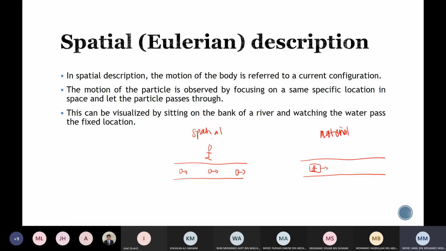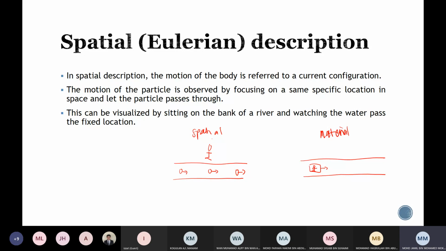Sebenarnya ini adalah dipanggil konsep relative motion. Macam mana kita lihat motion tu? So kalau kita lihat motion tu sebagai matahari tu mengelilingi bumi, logik juga matahari mengelilingi bumi sebab kita fix dekat bumi, kita duduk dekat bumi. Tapi kalau kita duduk dekat matahari, kita akan nampak bumi tu mengelilingi matahari. Okay, so this is the concept of spatial and material configuration or description of motion. It is based on where you locate yourself.